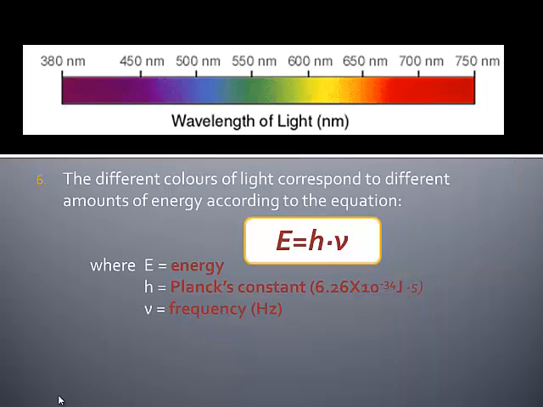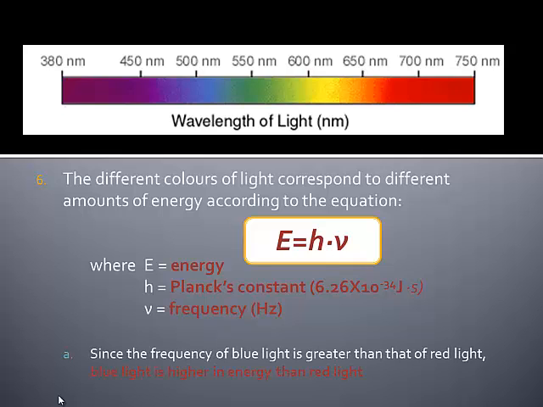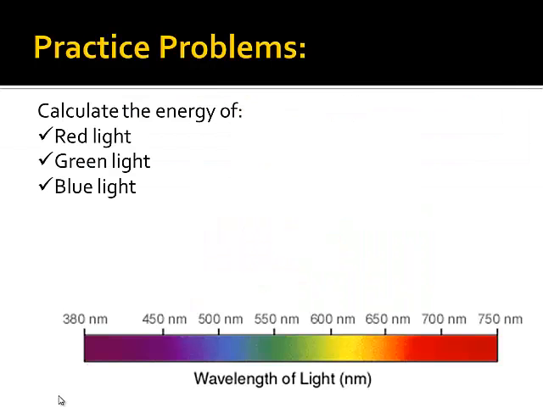The different colors of light happen to correspond with the different amounts of energy according to an equation that was set up by Planck, where E equals h nu, that's a curvy v, not an actual v, E representing the energy in joules, h representing Planck's constant, which happens to be 6.26 times 10 to the negative 34 joule seconds, and nu, which represents the frequency in hertz, which is a second to the negative 1. Since the frequency of blue light happens to be greater than that of red light, we could say that blue light is higher in energy than red light.